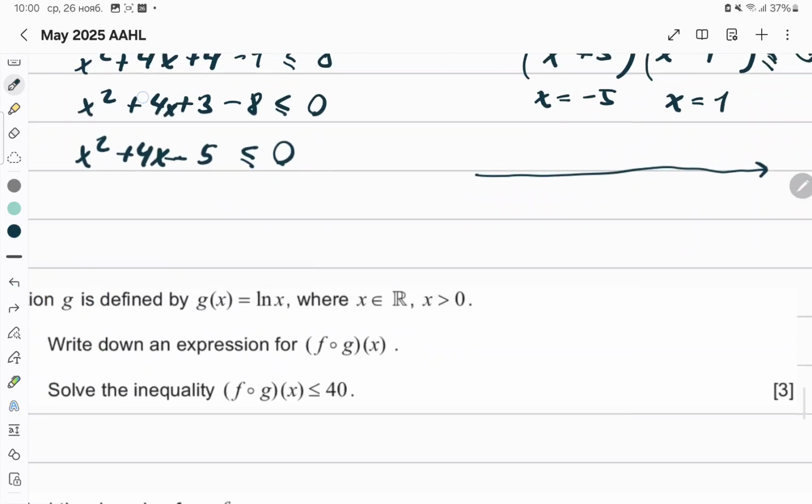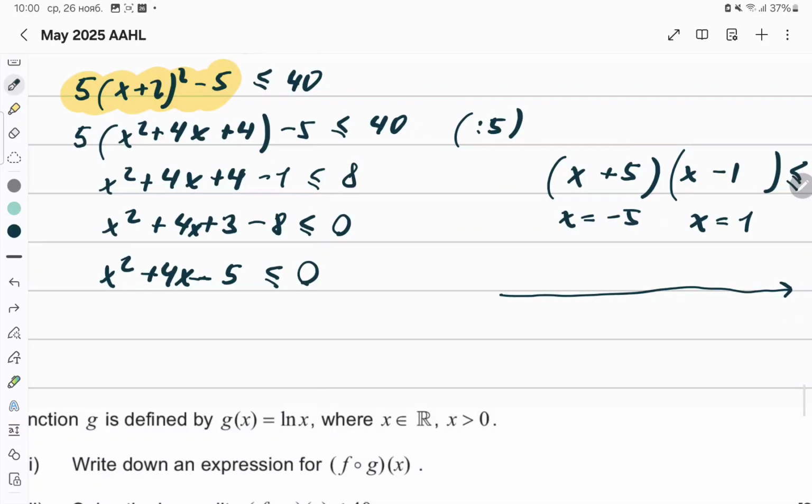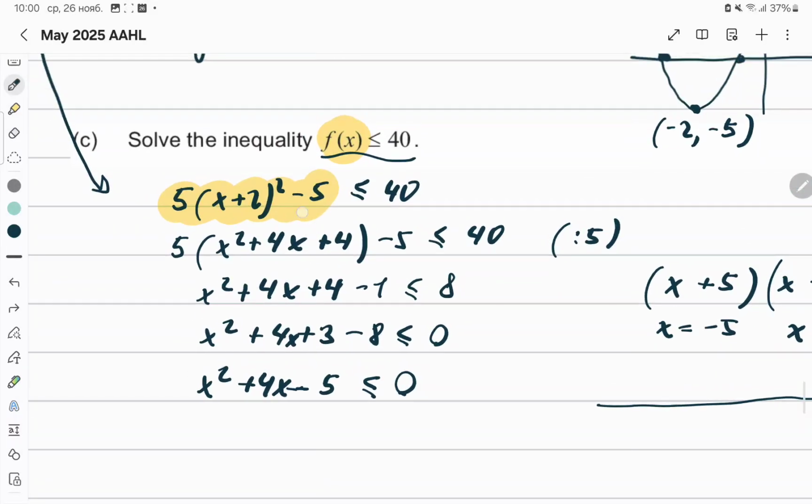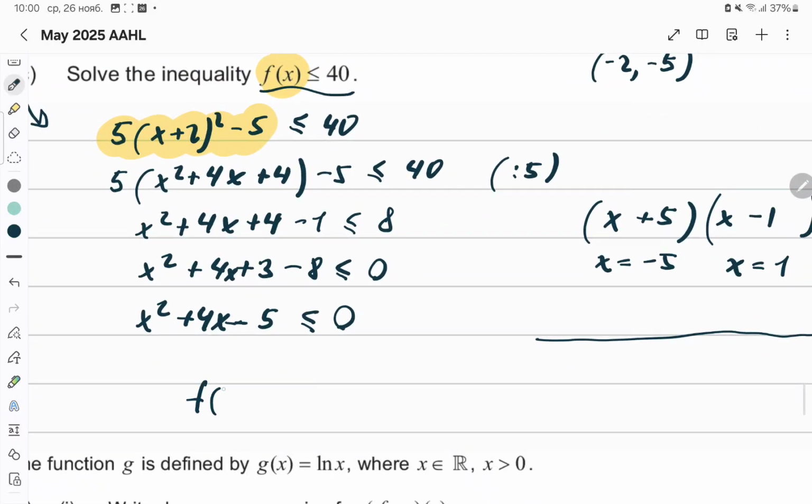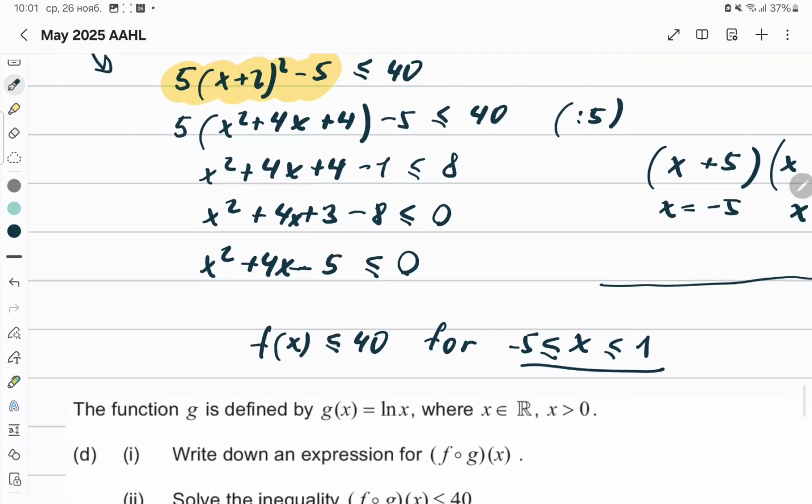It's up to you what method to choose. I can simply write that f of x is less or equal than 40 for x more or equal than -5 and less or equal than 1. Yeah, so this is the final answer. Okay, it was part C.